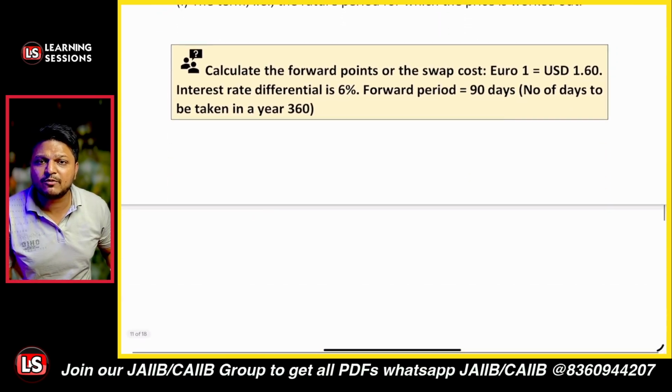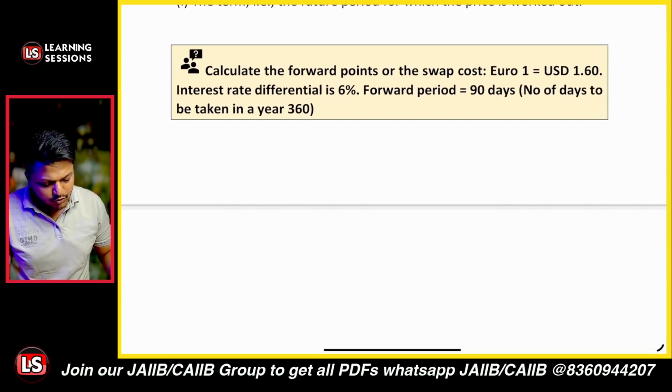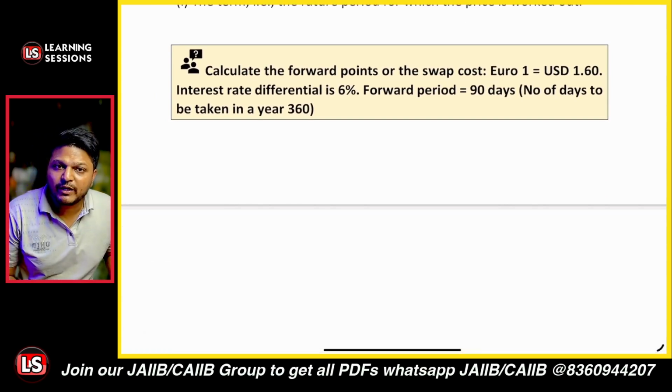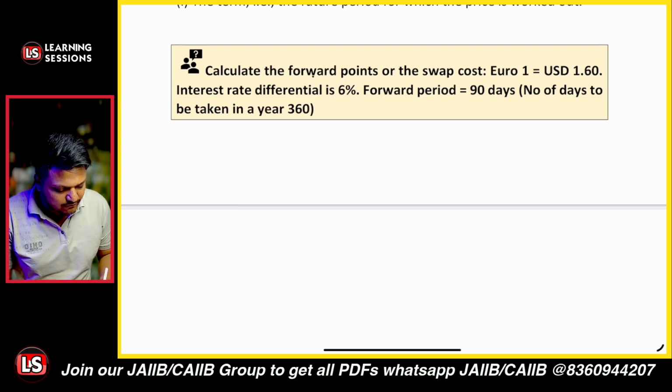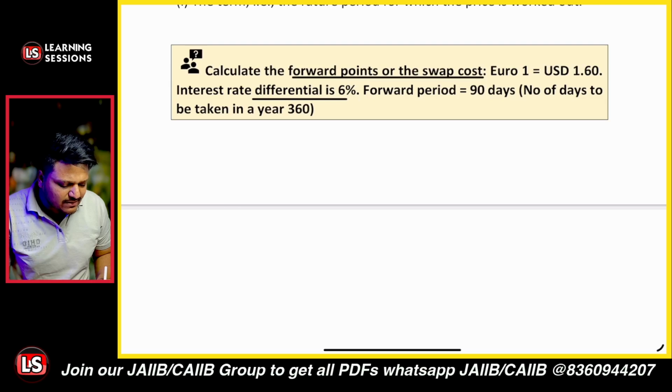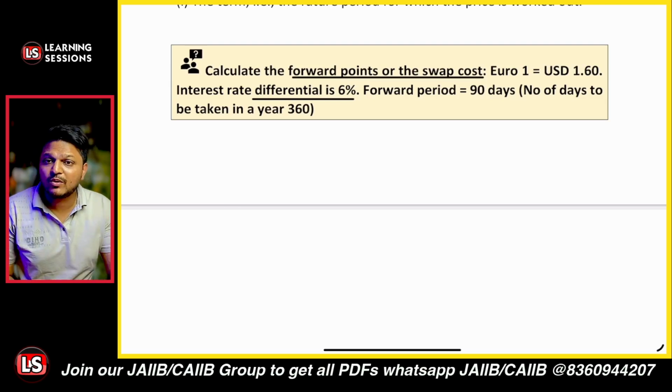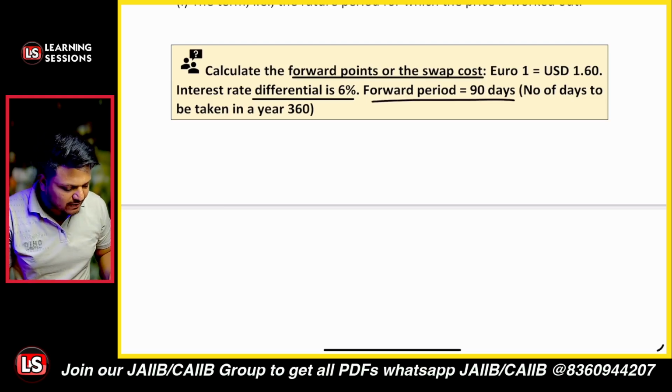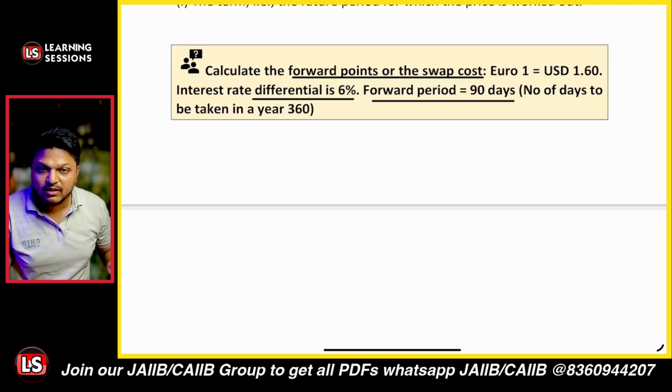Now let's solve a question based upon it and let's have a look over here. It is given: calculate the forward points or the swap cost. So both are one and the equivalent thing. The euro to USD price is given. The interest rate differential is given directly. It may be the case that for euro the interest rate is given, for USD the interest rate is given, and you are to get the difference for the same, and then you'll be using it. But in this particular question, they have already provided us with the interest rate differential, which is given to be 6%. The forward period is given to be 90 days. We have to take the number of days to be 360 in a year, right? So we have to solve the question accordingly.